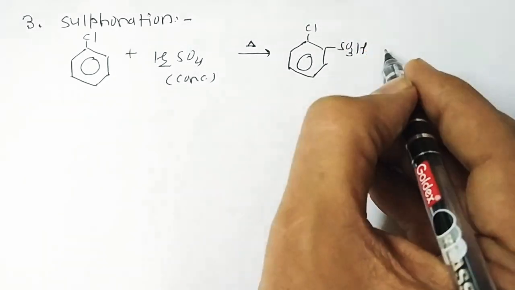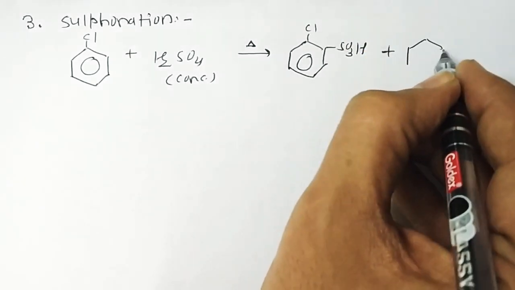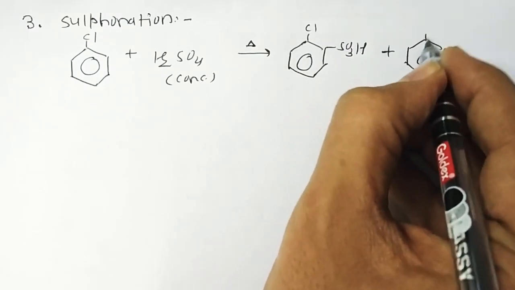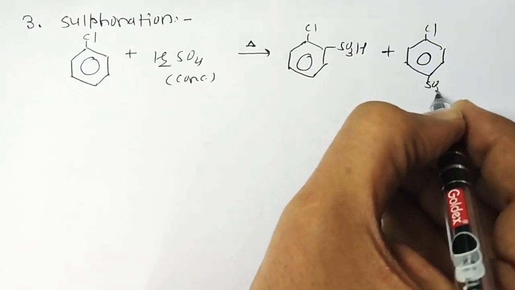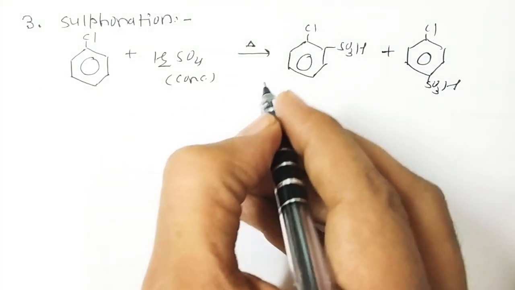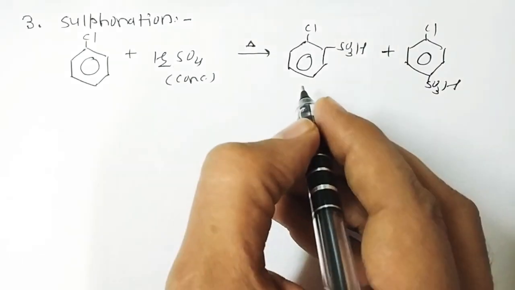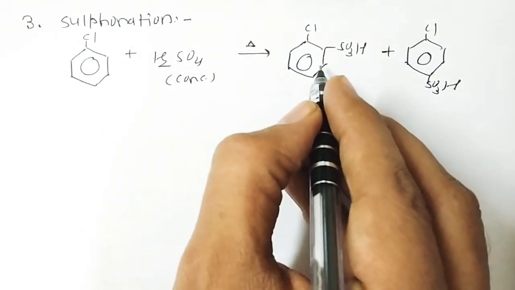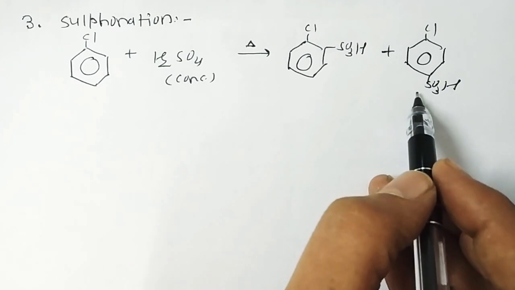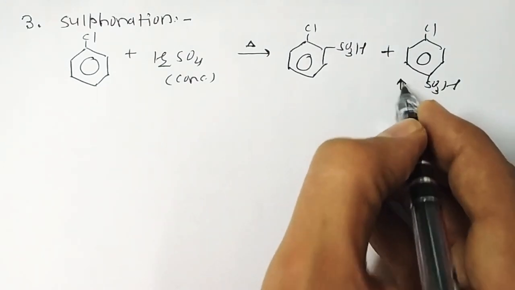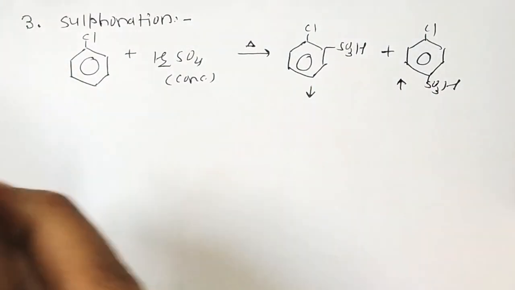plus is attracted towards the pi electron cloud, and we get two different products. So the first product is called 2-chloro-benzene sulfonic acid. This is 4-chloro-benzene sulfonic acid. This one is major in nature and this one is minor in nature.